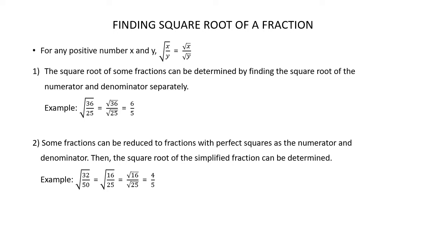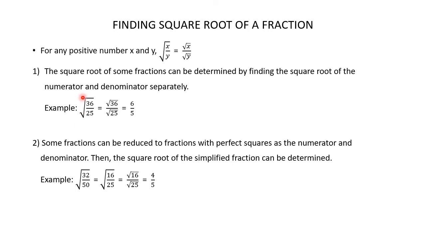Now, the square root of different types of fractions can be found out using different types of methods. Let's learn some of these methods. The square root of some fractions can be determined by finding the square root of the numerator and denominator separately. This means for some fractions, you can find the square root by finding the square root of the numerator and the square root of the denominator separately. Let's understand this with an example.